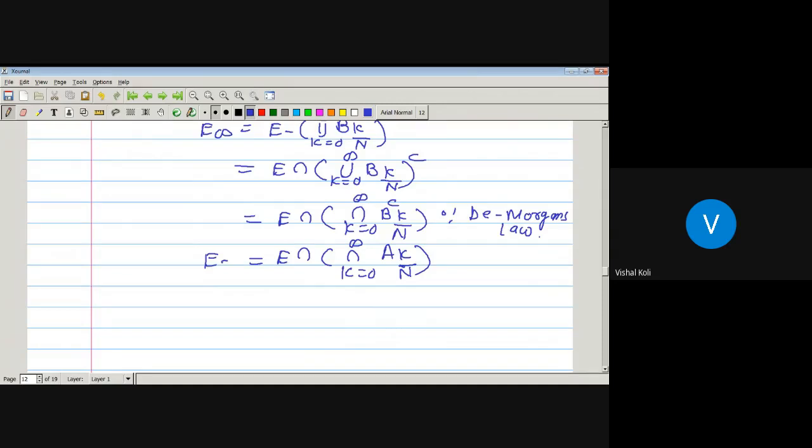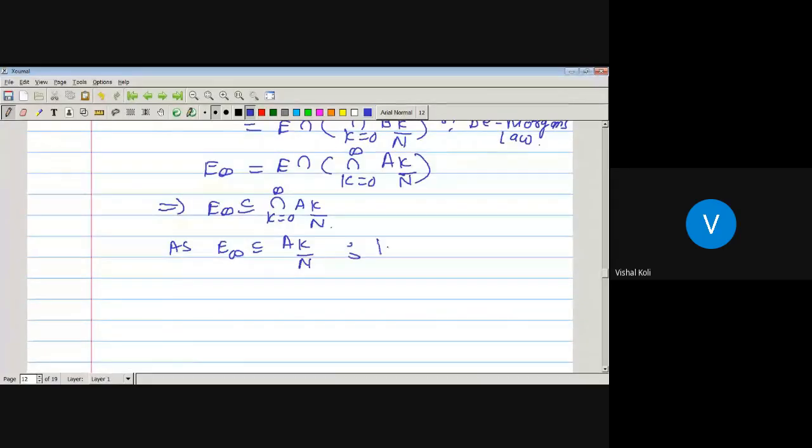So E infinity, as E infinity is an intersection of these two sets, implies E infinity must be a subset of the intersection over k running from 0 to infinity of A_k by n. That is, it is a subset of each A_k by n, where k runs over 0, 1, 2, 3, and so on.